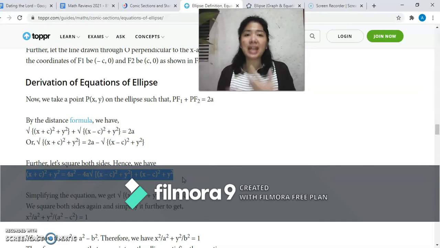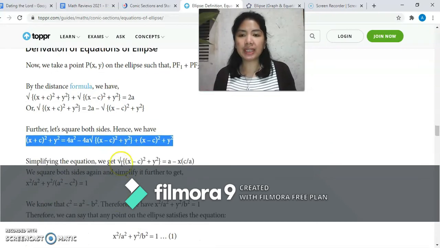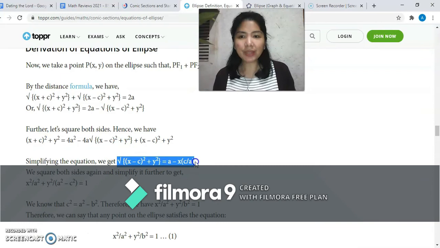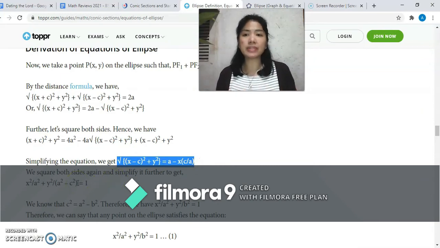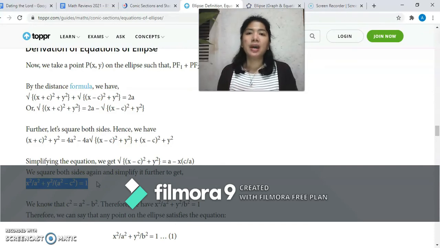I would challenge everyone to practice the algebra and simplify this. I did it just this afternoon and it was super fun. So after simplifying this, we'll be getting this line. And then again, square both sides. We'll eventually have this line: x squared over a squared plus y squared over a squared minus c squared equals 1.